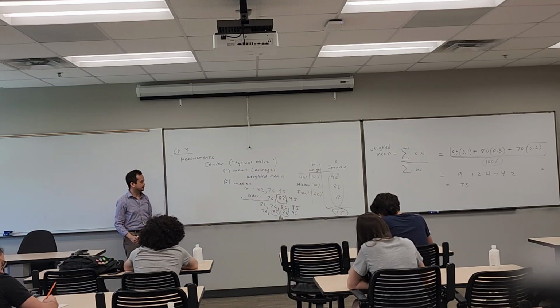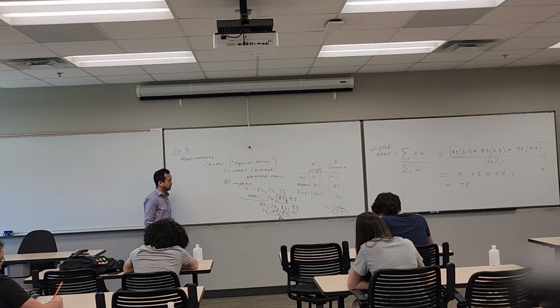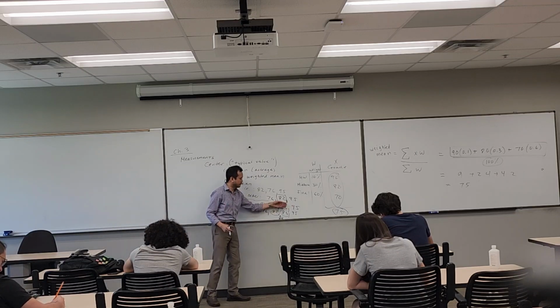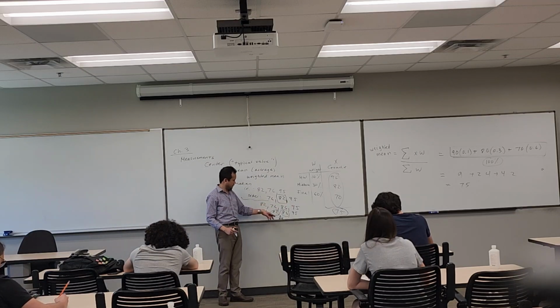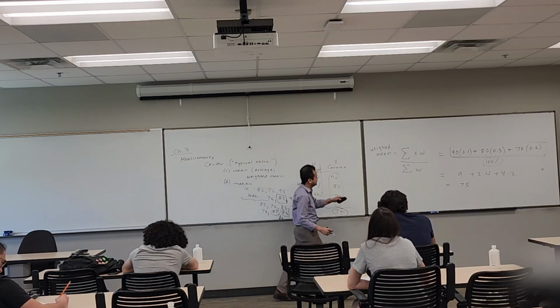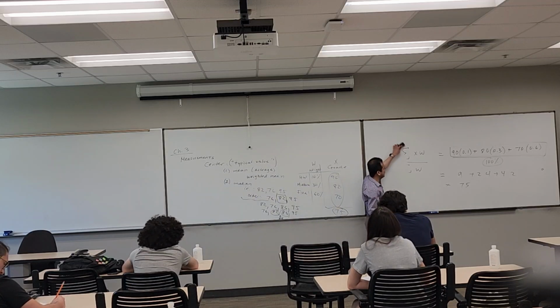Any questions? Okay. So that's if you have an even number of numbers, you're going to end up having to take an average between the two numbers on each side of the middle position.